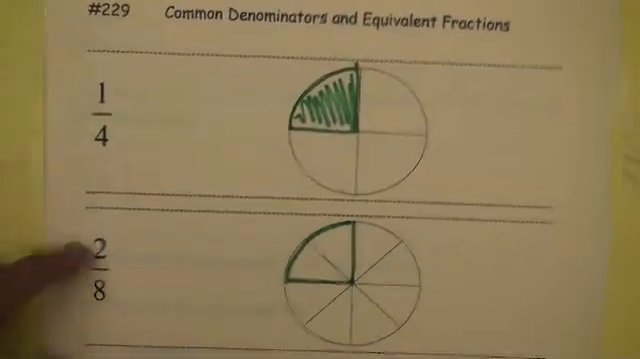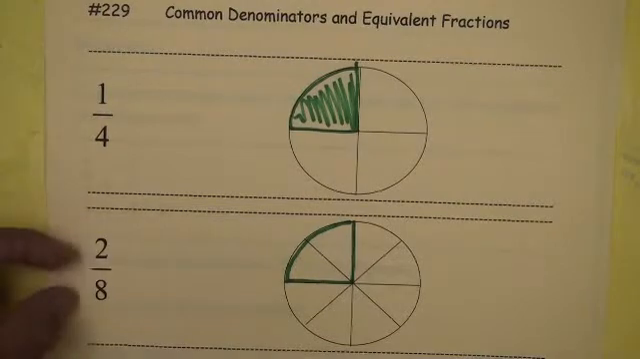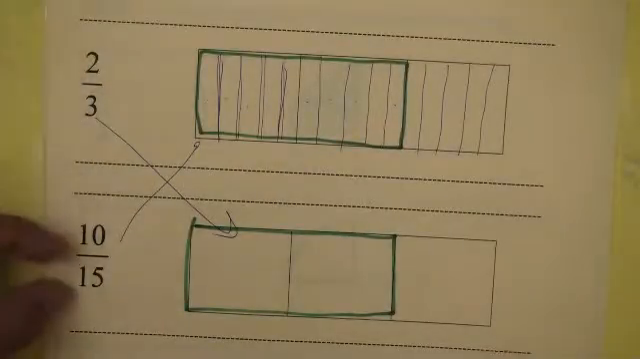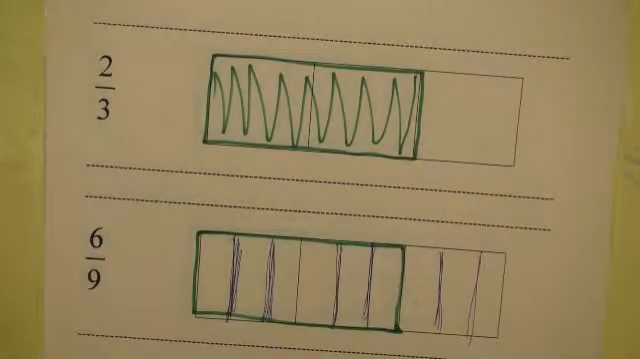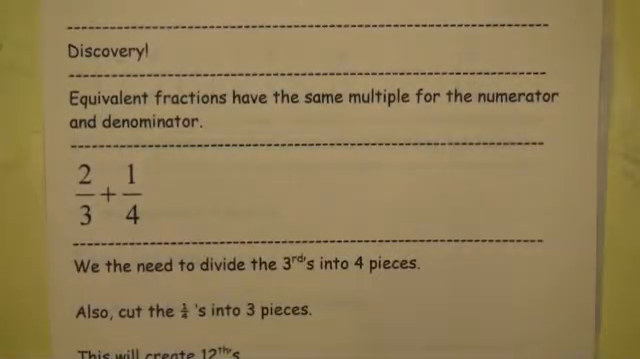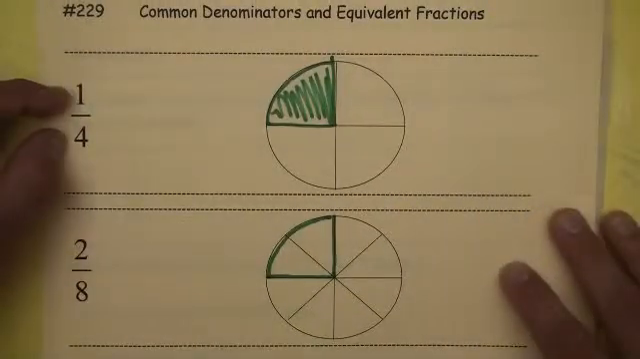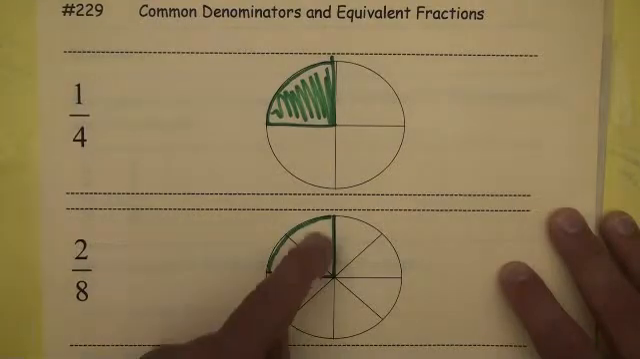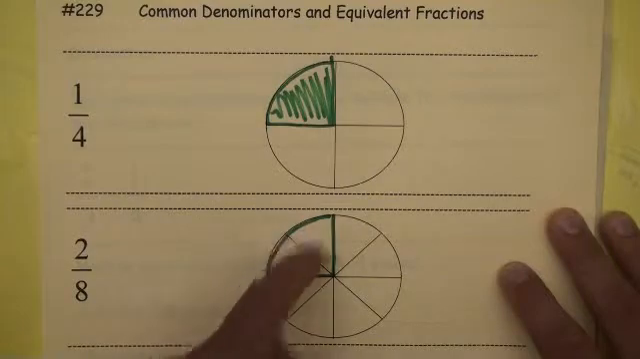If we multiply both the numerator and denominator by 2, you get 2/8. If you multiply both the numerator and denominator by 5, you get 10/15. Multiply the numerator and denominator by 3, you get 6/9. Notice here also that when we multiply both the numerator and denominator by 2, notice how we took the one piece and made it into 2 more pieces, right? We took that one piece and then divided it by 2.